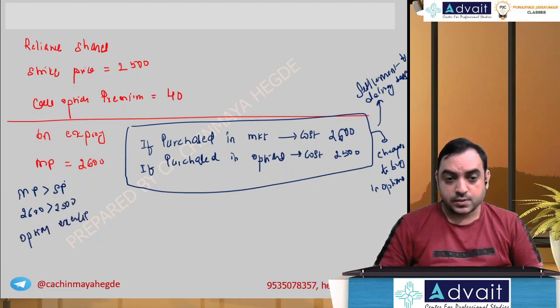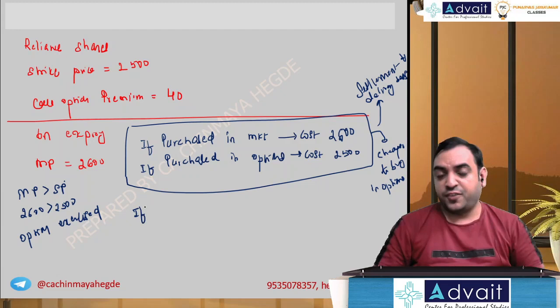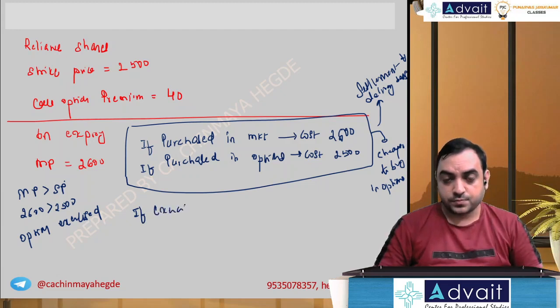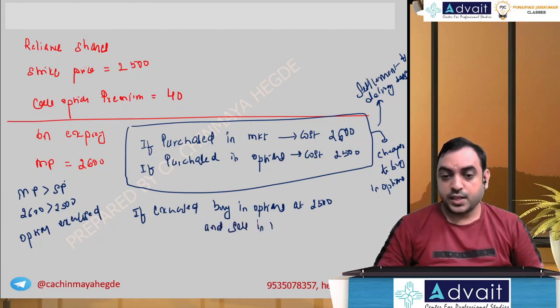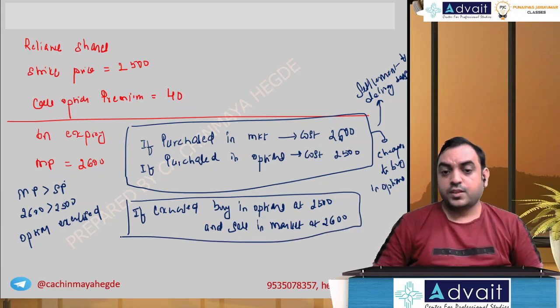Option exercised. Now, if exercised, what is the benefit you get? What do you get? You can buy at strike price, buying the options at 2500 and sell in market at 2600. You get a profit, right? You buy in the options at 2500, sell in the market at 2600, you get a profit of 100.